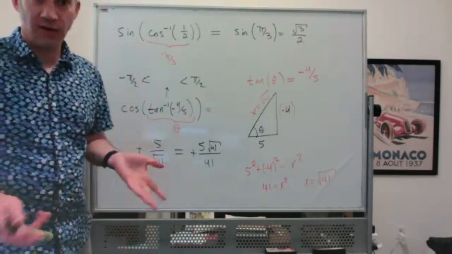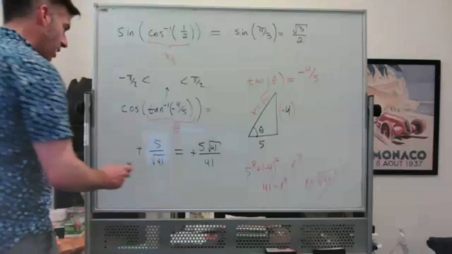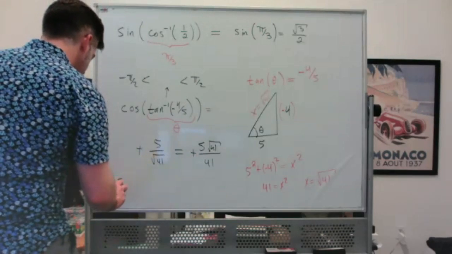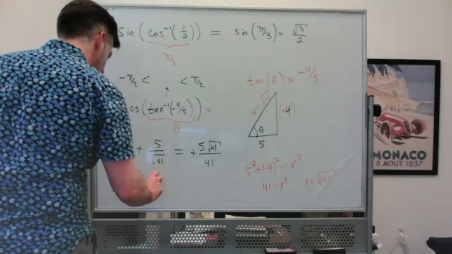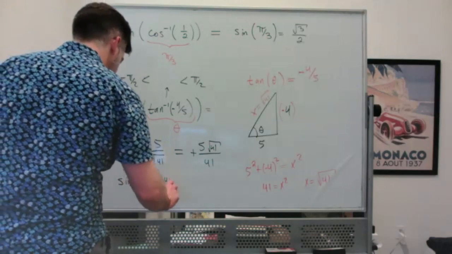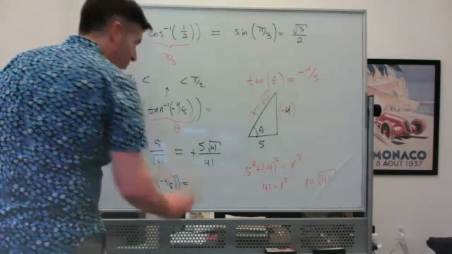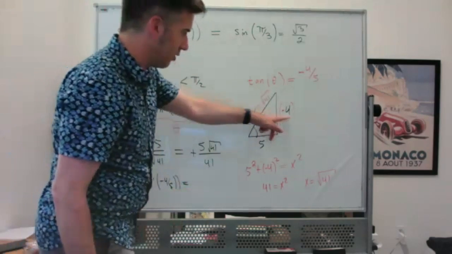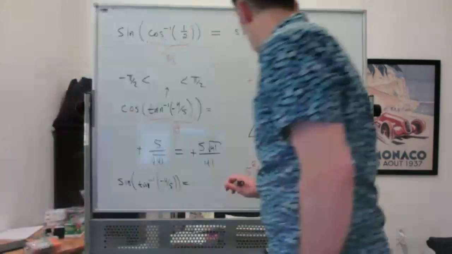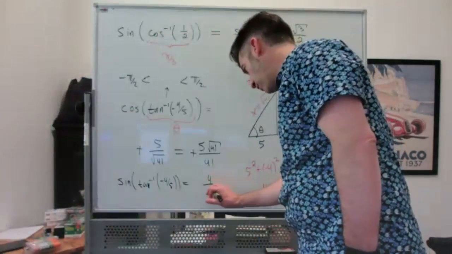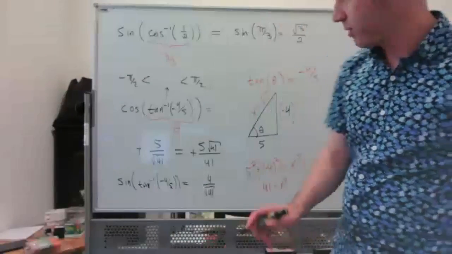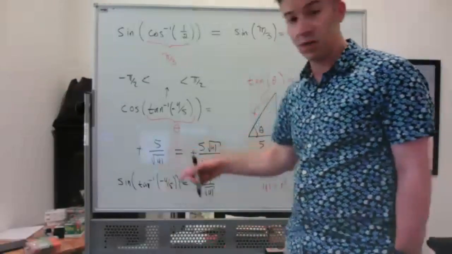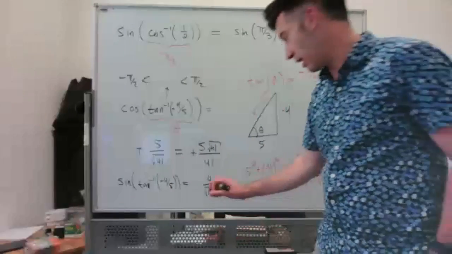I just want to point out, because it seems like a good time to say it, if instead I was trying to find sine of the inverse tangent of -4/5, well, sine would be the opposite over the hypotenuse, which would be 4 over the square root of 41. I'm not going to rationalize it, just going to out of room. But since our angle is in quadrant 4, sine has to be negative.